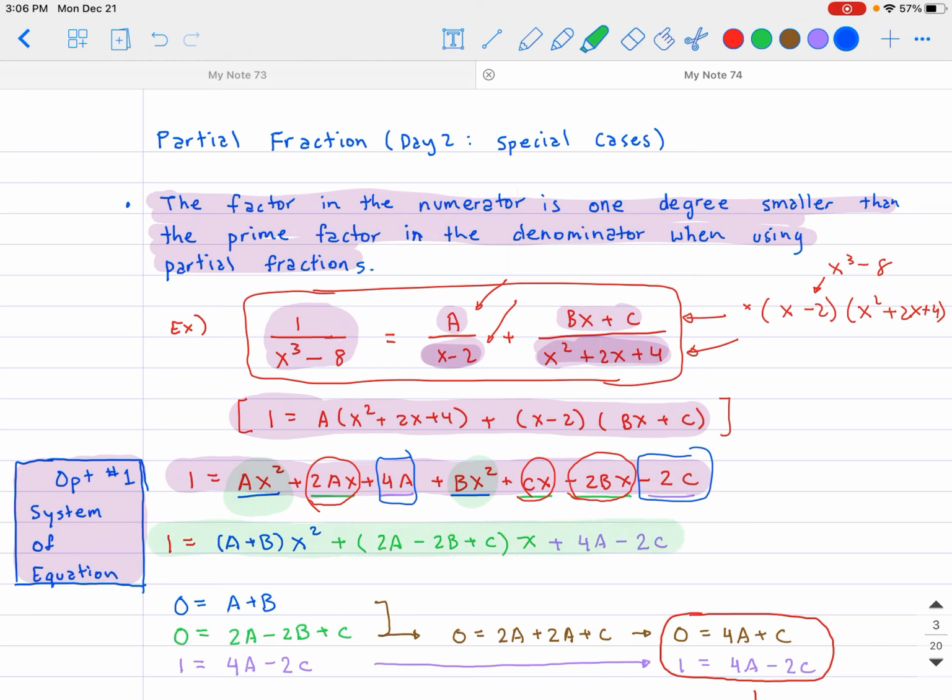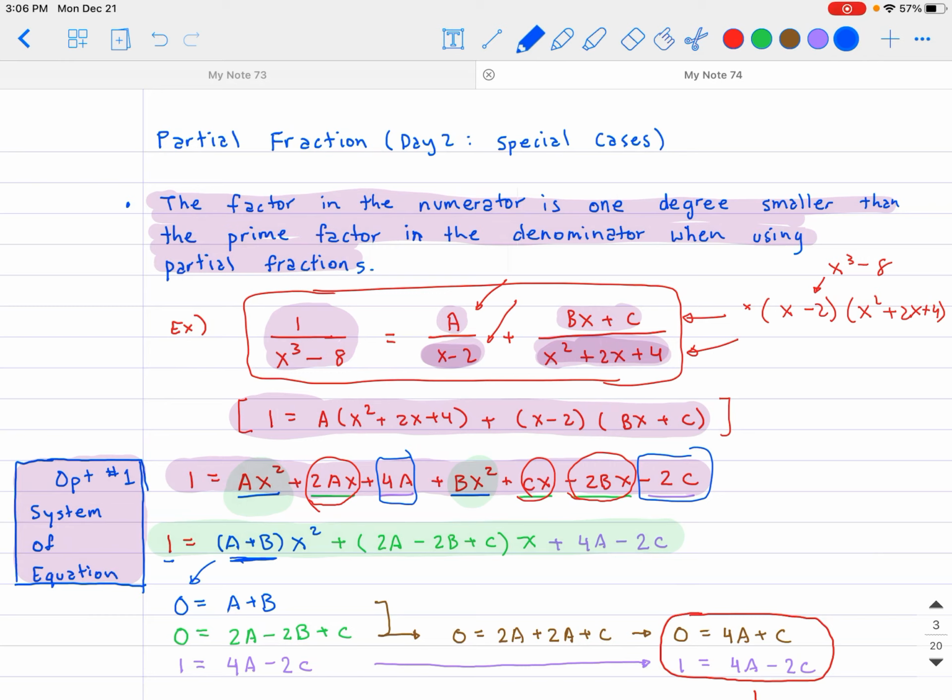So here's what I want you to notice. On the left-hand side, it's just a plain old 1, nothing special about it. There are no x squared terms. So what that means is for this factor where the coefficient is a plus b, I can set that equal to 0, because, again, on the left-hand side, there's no x squared terms, so the coefficient is equal to 0.